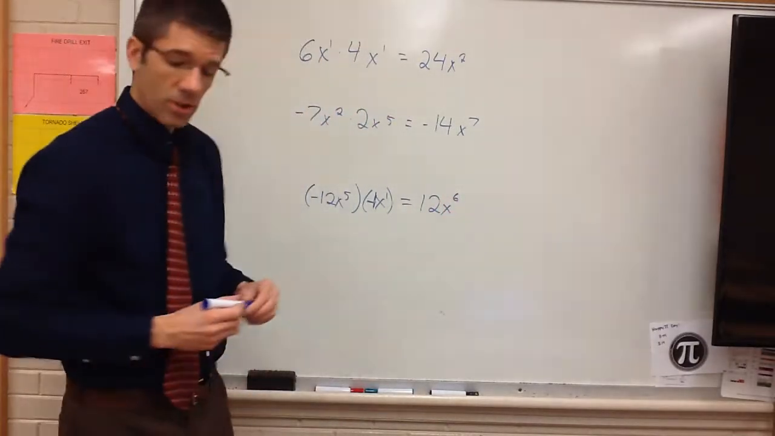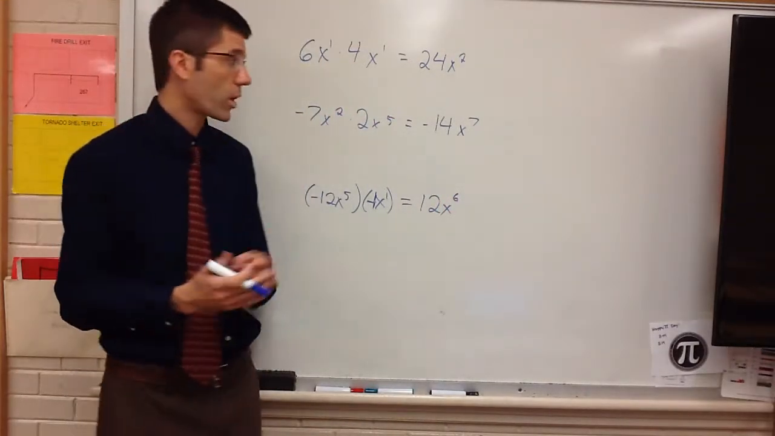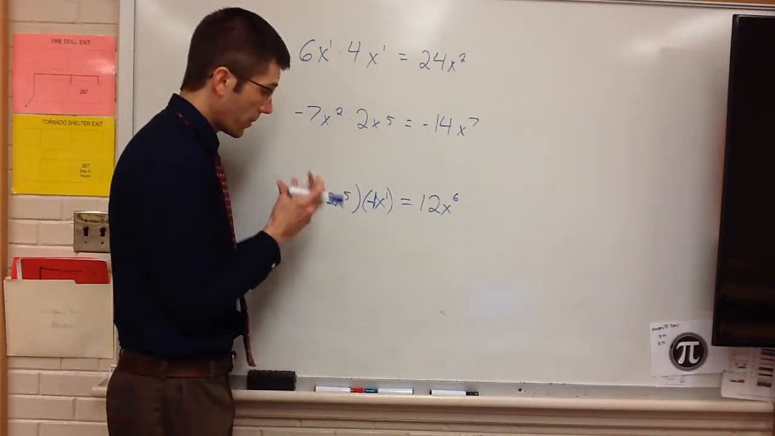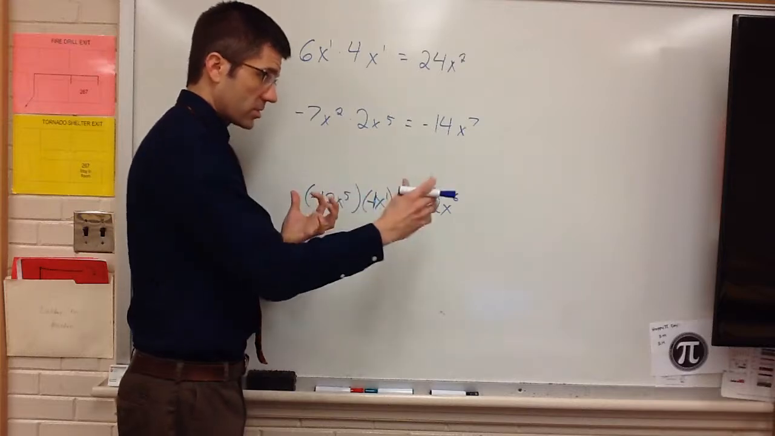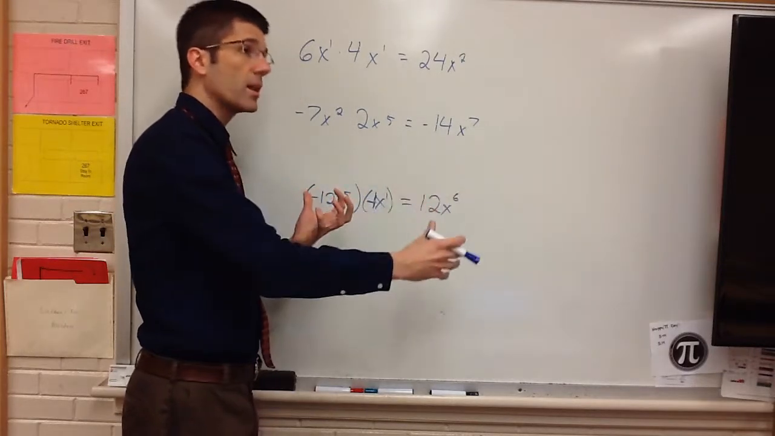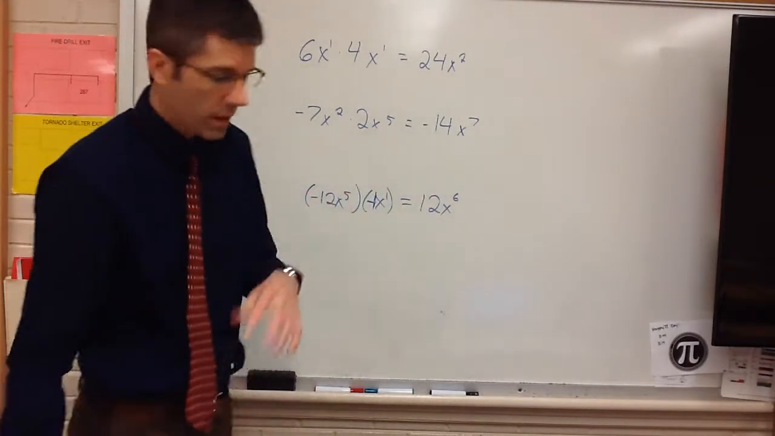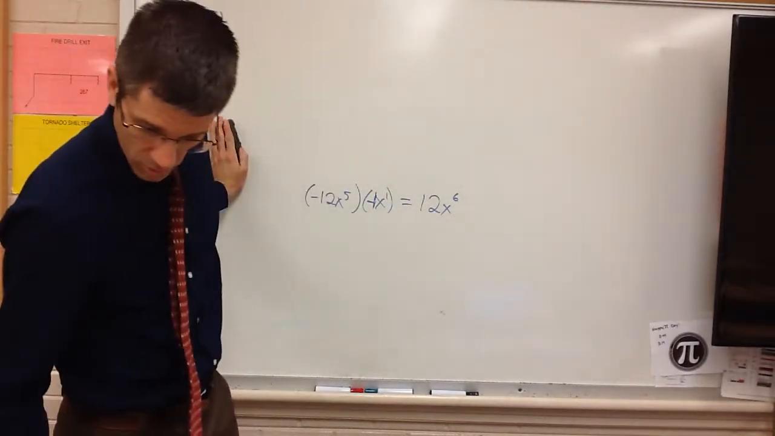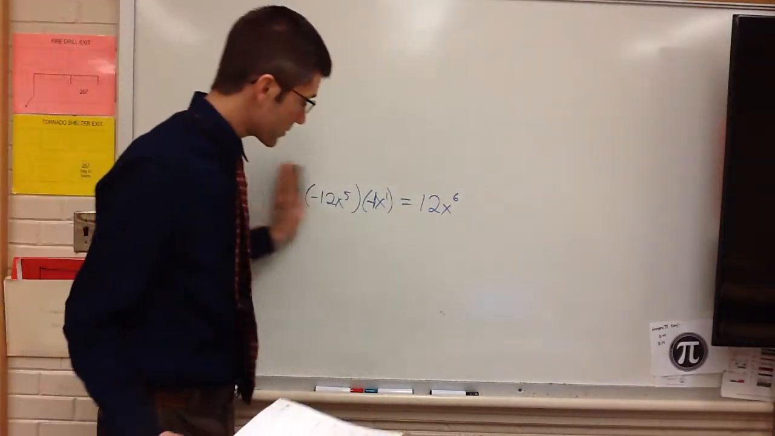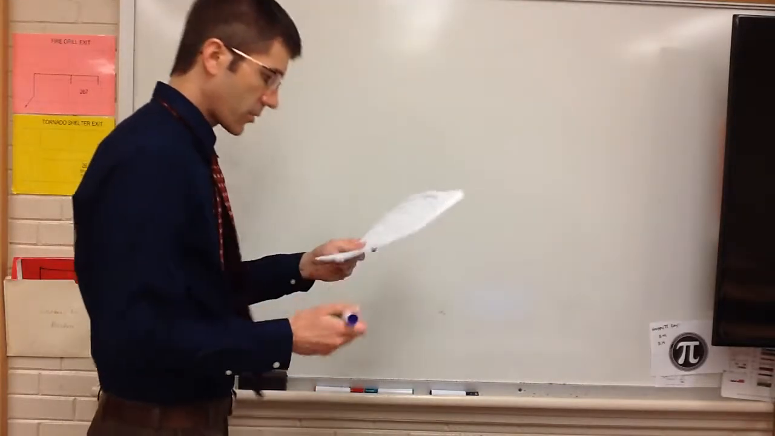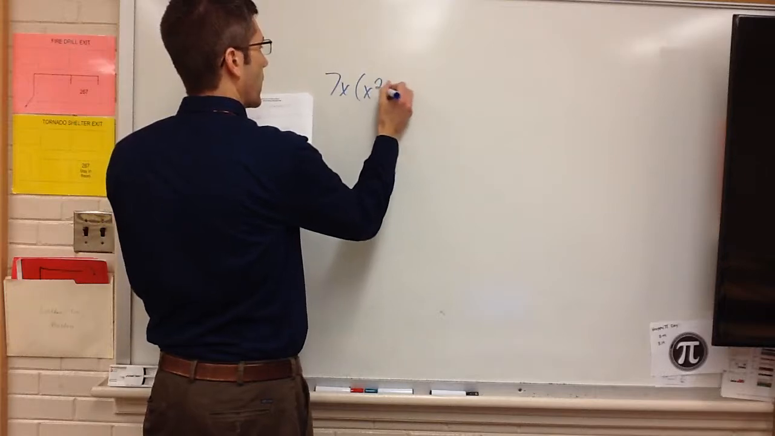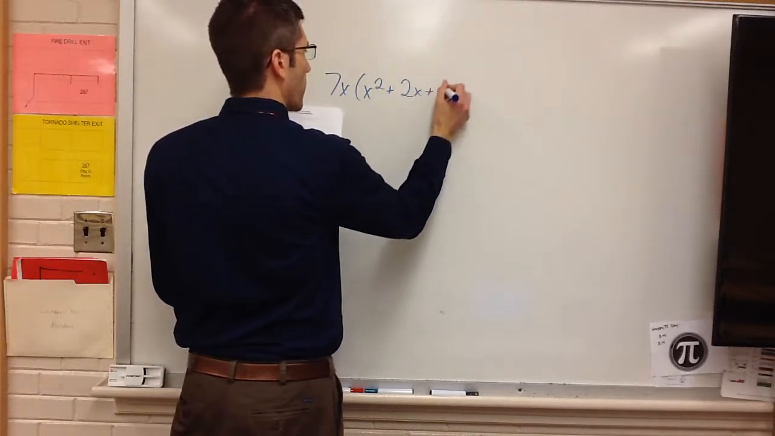There we go. So there's those three, and then we get into ones where we have to multiply a monomial, mono means 1, a monomial times a polynomial with more than one term. And you'll see what I mean. So when we get to the next problem, you start with 7x times x squared plus 2x plus 5.